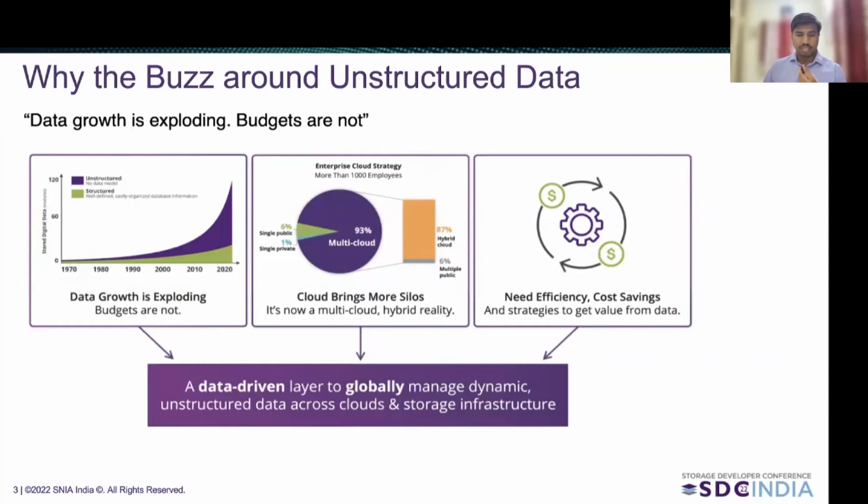Also, organizations are realizing that we cannot rely just on on-premise hardware or storage procurement. Most companies are inclining towards multi-cloud or hybrid storage management, as we can see. And with this, what companies and customers require is efficiency, and at the same time cost savings from this unstructured data. So the requirement of the industry is to have data-driven, globally managed, dynamic unstructured data management, which spans both cloud and on-premise storage infrastructure.